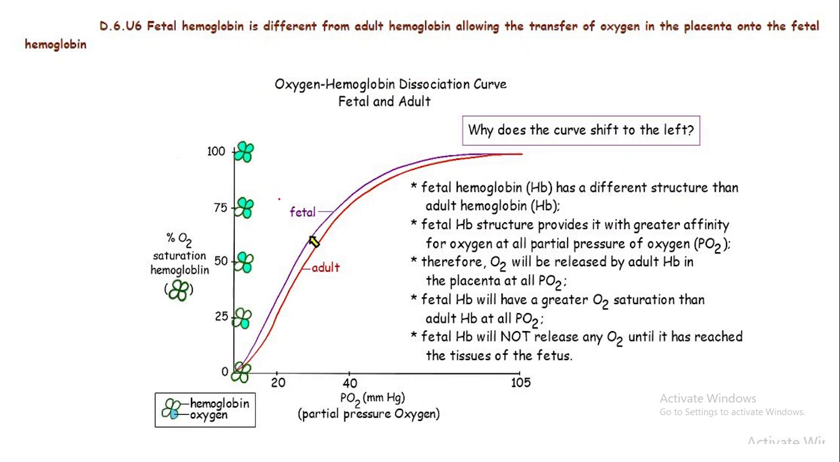The fetal hemoglobin is different from adults. What happens here is, the hemoglobin of a fetus or a baby has a different structure than the adult hemoglobin. Fetal hemoglobin structure provides it with greater affinity for oxygen at all partial pressures of oxygen. Therefore, oxygen will be released by the adult hemoglobin in the placenta at all partial pressures. Fetal hemoglobin will have a greater oxygen saturation than the adult hemoglobin at all partial pressures of oxygen. Fetal hemoglobin will not release any oxygen until it has reached the tissues of the fetus.